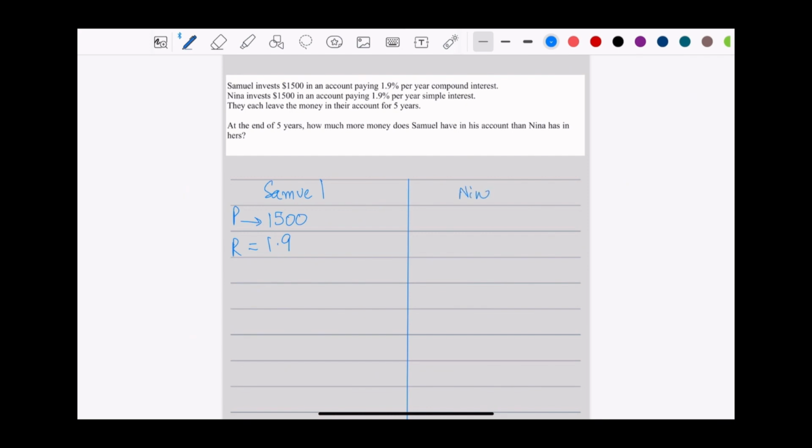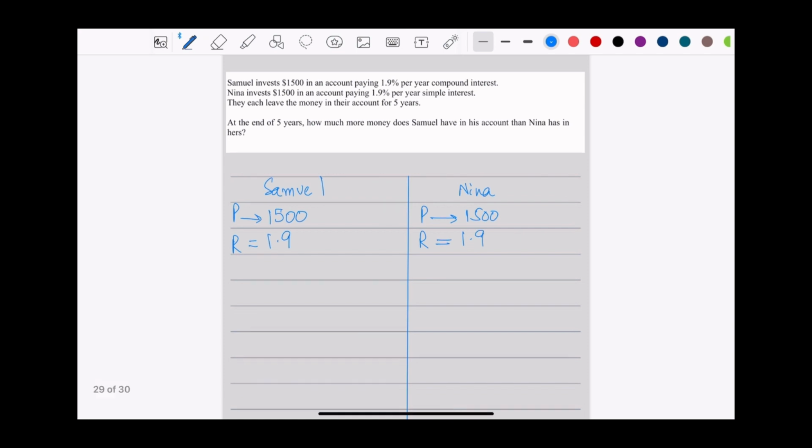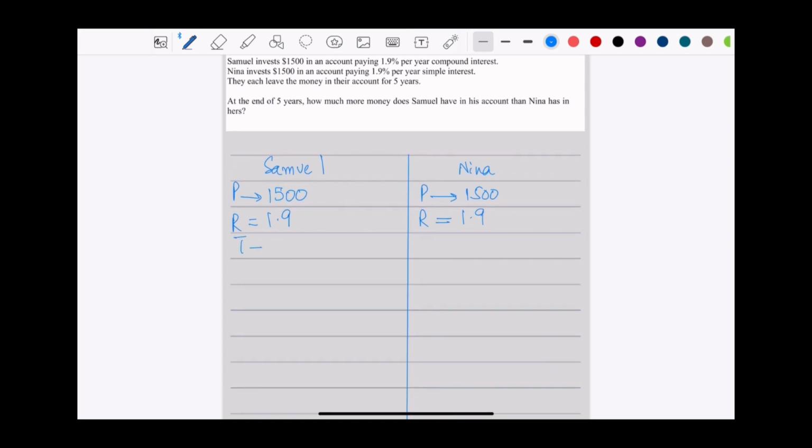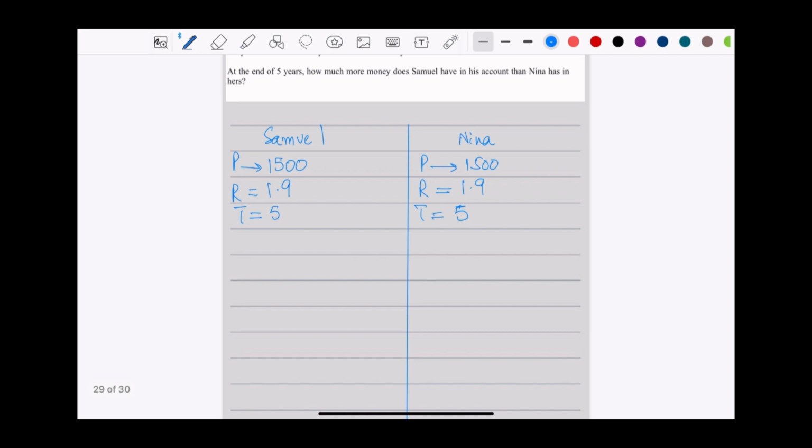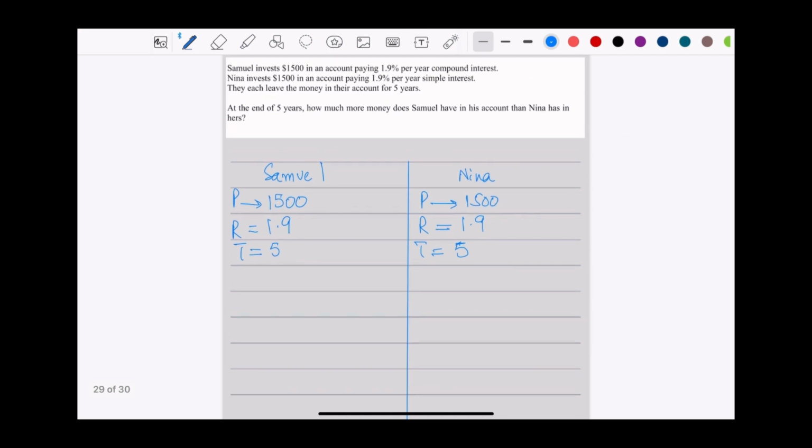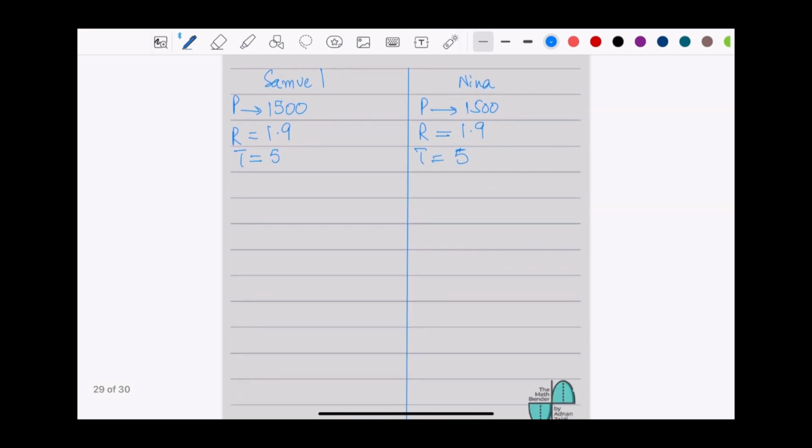Same goes for Nina. The principal amount here is also 1500, the rate is also 1.9% but simple interest. They each leave the money in their account for 5 years. So the time they both left the money was 5 years. Samuel had compound interest and Nina had simple interest.